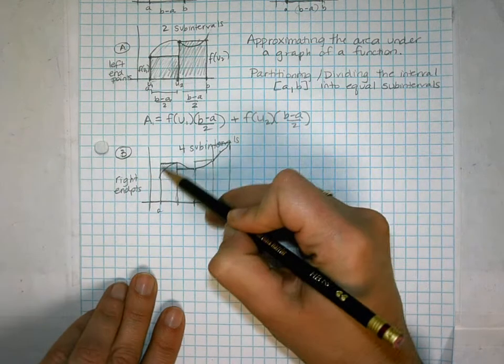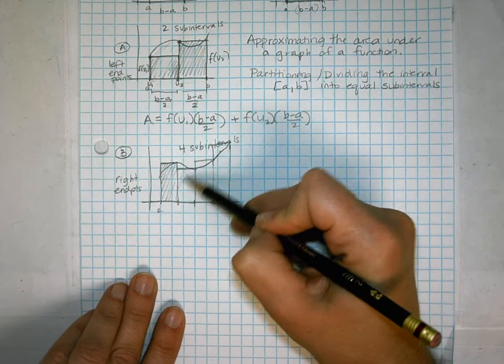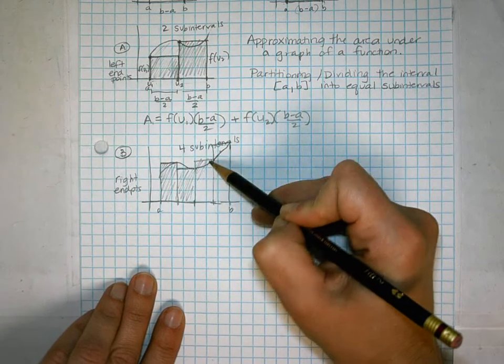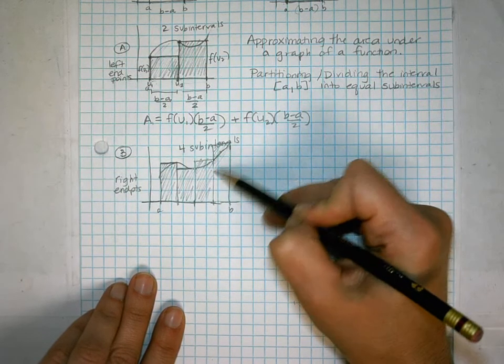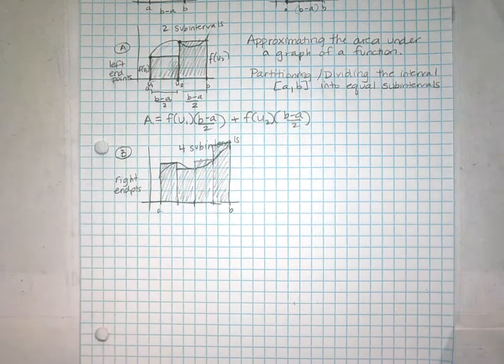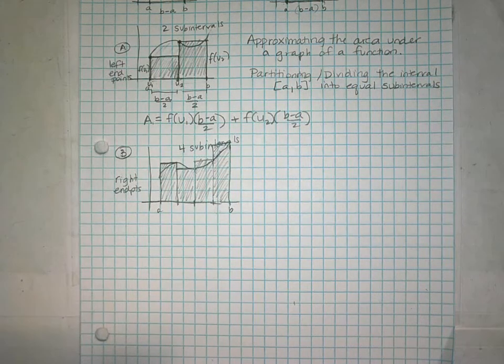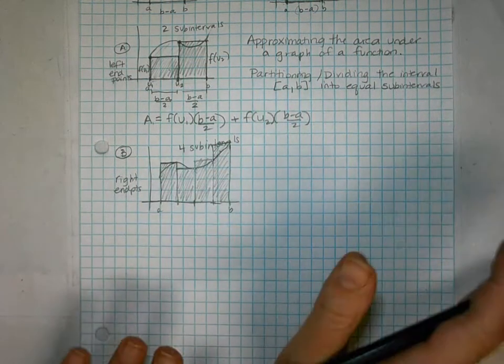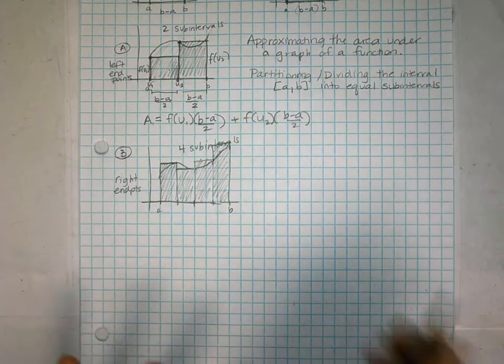So now what I'm going to do is find the area with right endpoints of these rectangular pieces. Now, looking at this, can you tell me, is this going to overestimate or underestimate my actual area underneath the curve? Overestimate, absolutely, you're right. But before, I'm just showing you a technique here.